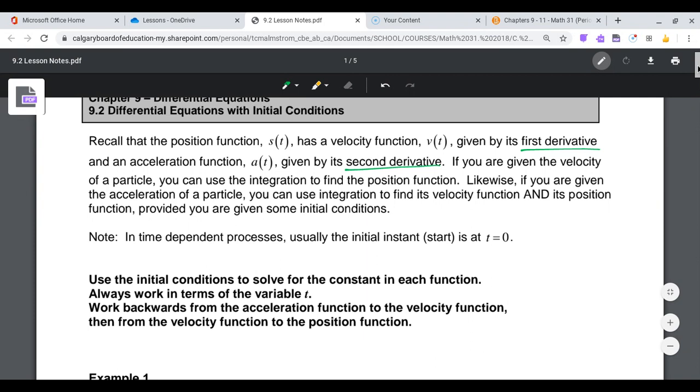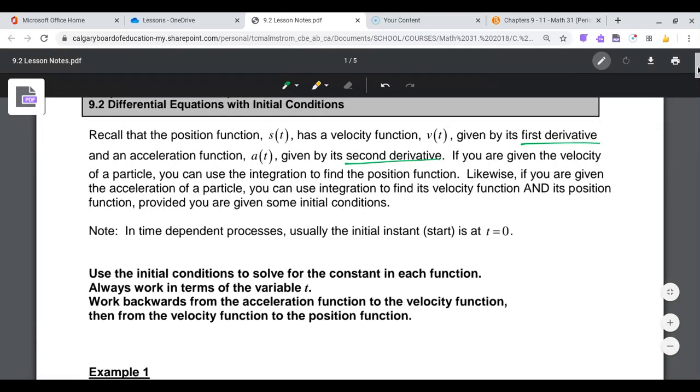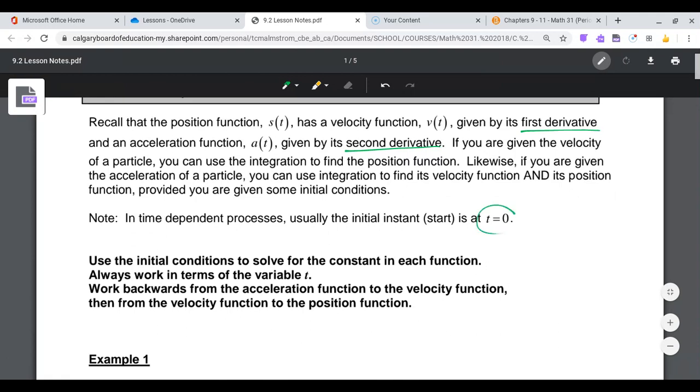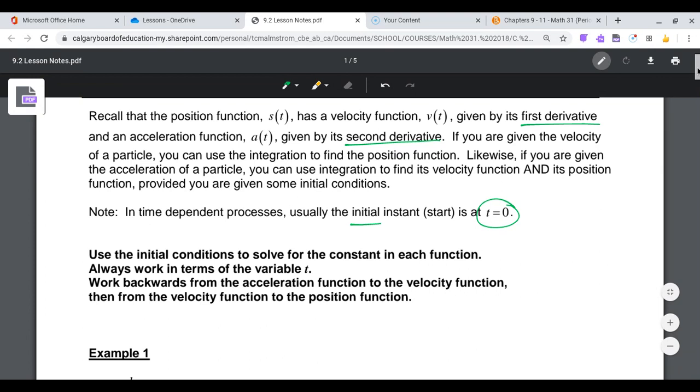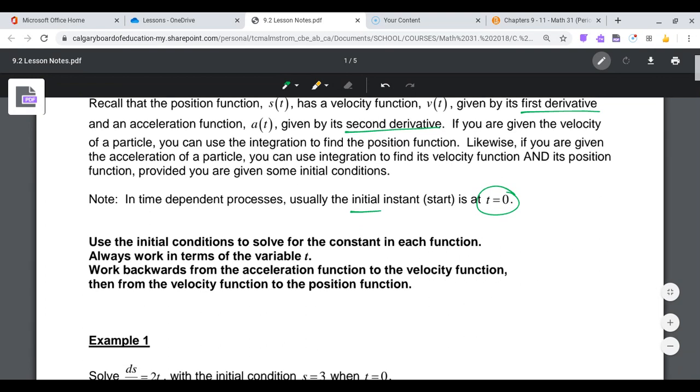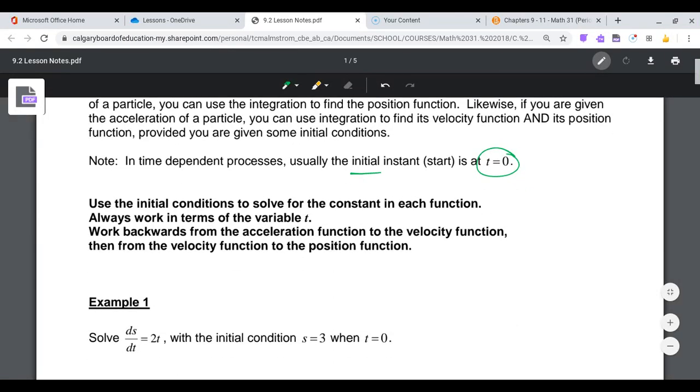Now, thinking about time-dependent processes, usually the initial start time is at t equals 0. So that's typically our initial start time. So what we're going to be looking at is we're going to use the initial conditions to solve for the constant in each function. And we're always going to work in terms of the variable t. We're working backwards from acceleration function to the velocity function, and then from the velocity function to the position function.